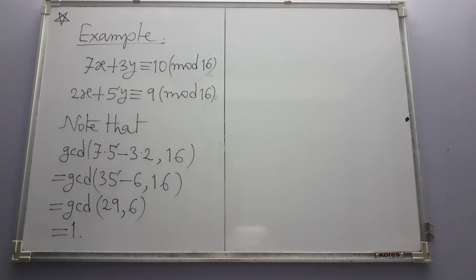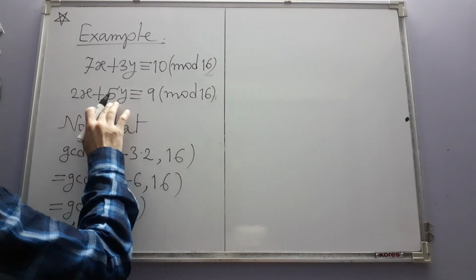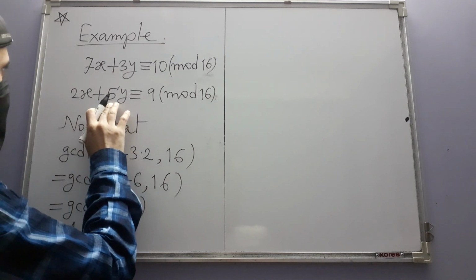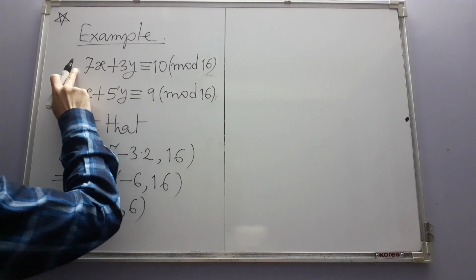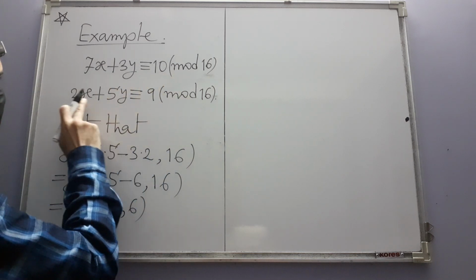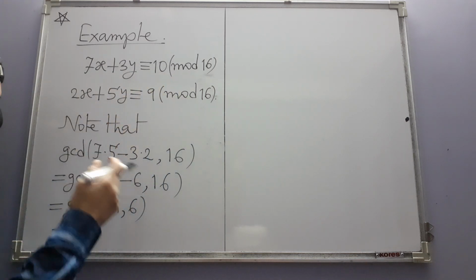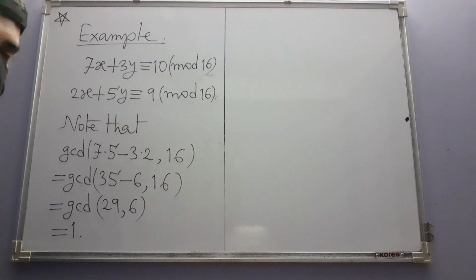Now we will have to go like the proof went. We have to eliminate one of the two unknowns. The author has eliminated y first. How can you eliminate y? You can, for example, multiply the first one by 5, the second one by 3, and then subtract the second one from the first one.